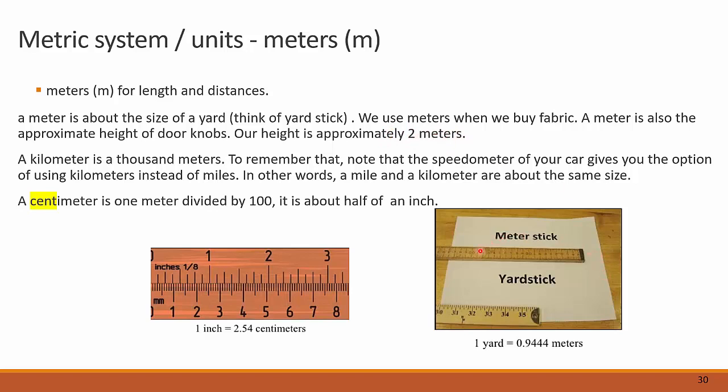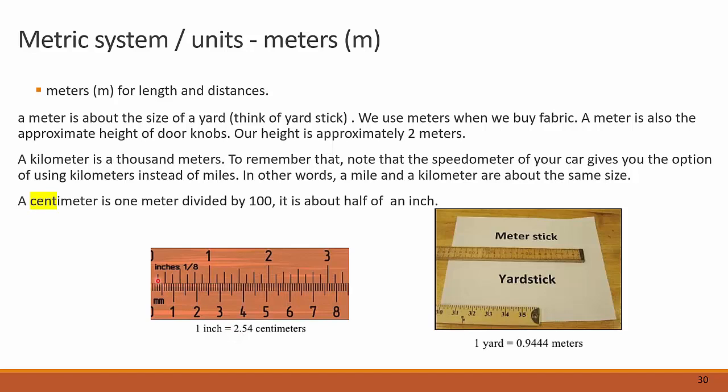Now, this is a picture of the end of a meter stick and a yardstick. And this is the exact relationship between them. 1 yard is about 94% of a meter. So they are about equal.